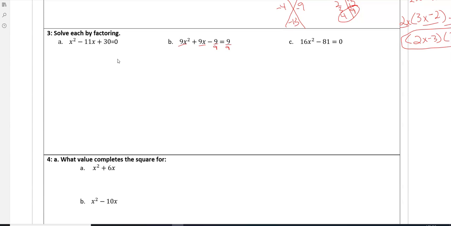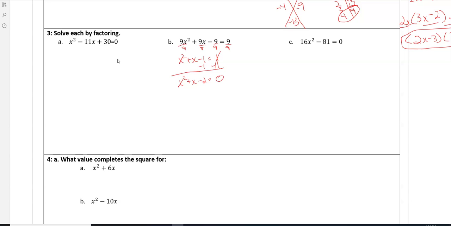I can immediately divide both sides by 9, and I get x squared plus x minus 1 equals 1. All right. And the next step is I'm going to subtract this 1 over. I need to get everything to one side. Minus 1 to both sides. That'll cancel. And I get x squared plus x minus 2 equals 0.